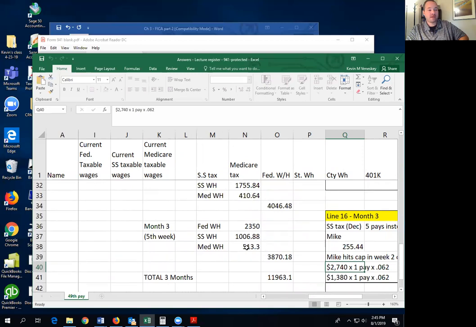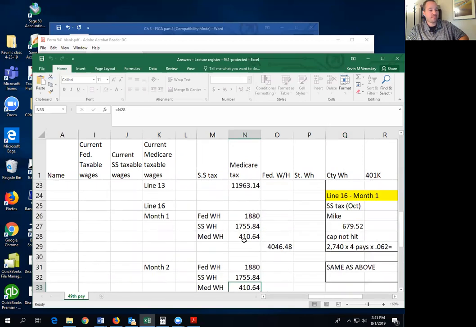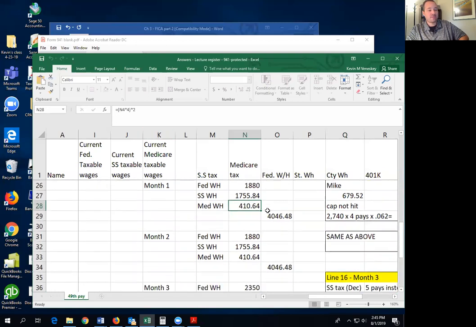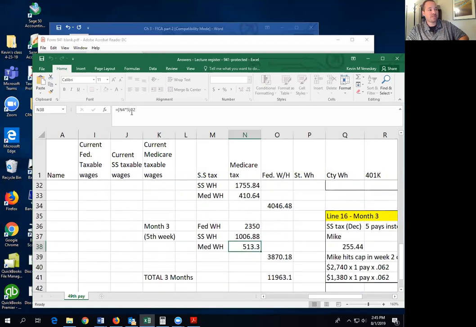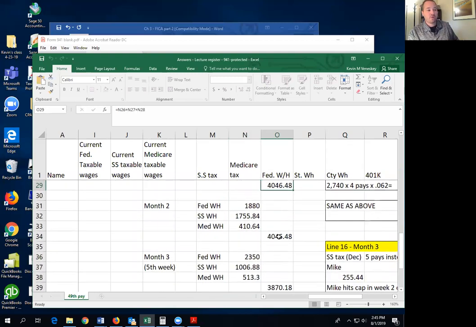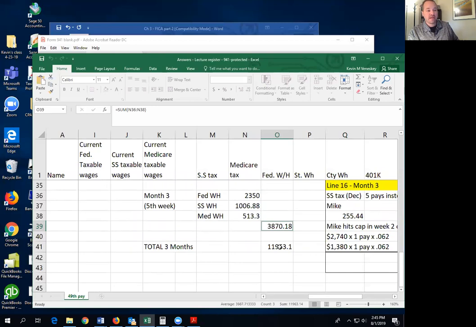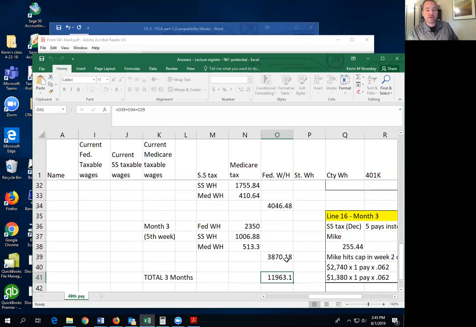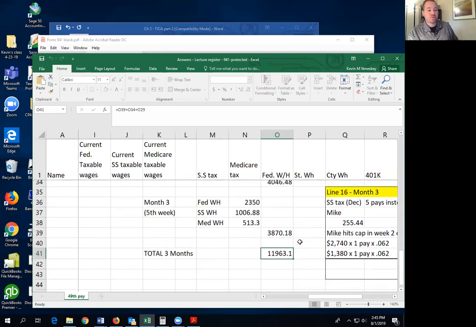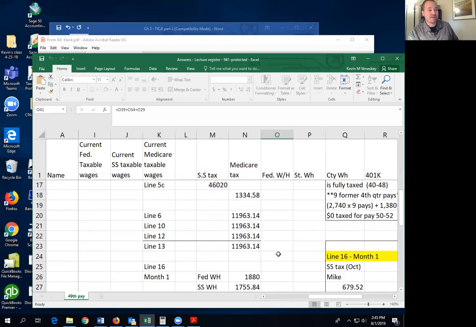Finally, the Medicare, I do the same thing as I did up here. I take N4, but instead of timesing it by 4, I'm going to take N4 times 5 for 5 weeks, and then multiply it by 2 for the employer's part. Now comes the final piece to see if we did everything right. This is your checkpoint. You add up October, November, and December, and you're going to get a total for the 3 months. That total better be the same as what you got for line 6 and 10, and ultimately 12. So the 11,963, notice it's the exact same as the 11,963.